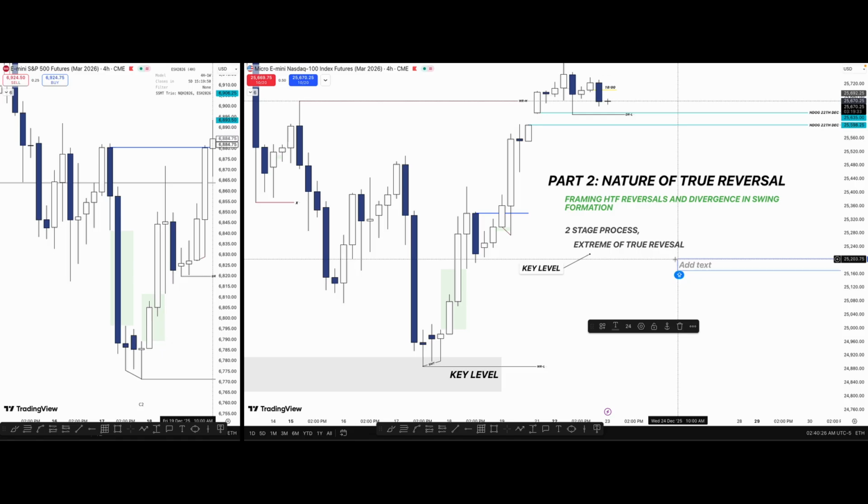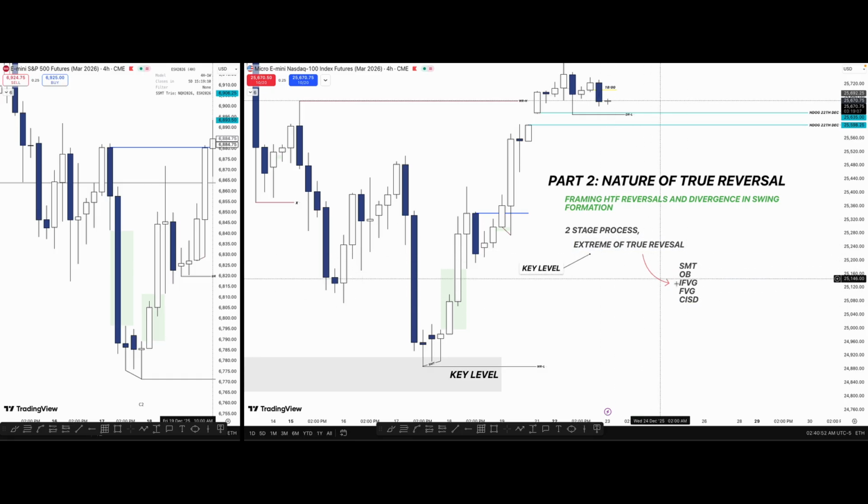All right. So this is how it is. First is your SMT, then your order block, then your inversions, then your fair value gaps, then your CISD. Right. This is the sequence. This is the sequence on how a true reversal occurred, right? This is the sequence of how the true reversal has been coming into place.